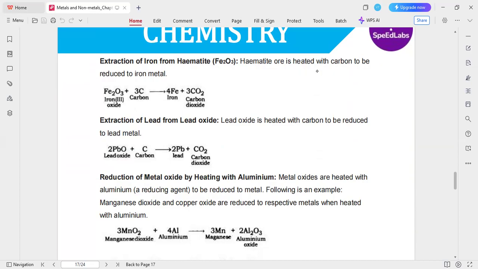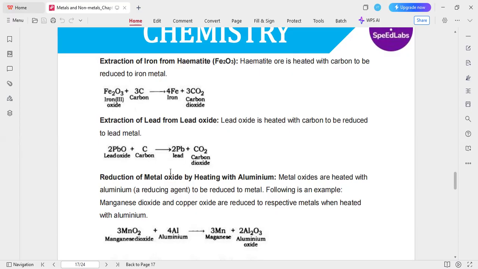Hematite ore is heated with carbon to be reduced into metal. So Fe2O3 reacts with carbon, gives you what? Fe plus CO2. Yes or no? And now, next, extraction of lead from lead oxide. Lead oxide is heated with carbon to reduce it to lead metal. So PbO reacts with coke, gives you what? Pb plus CO2. Is it clear?